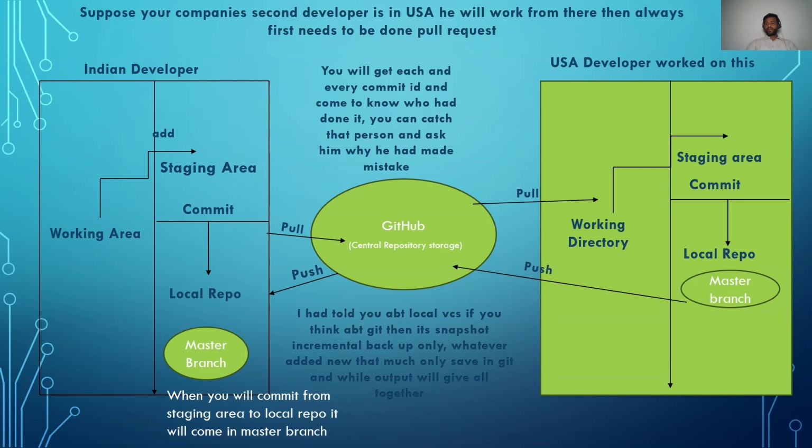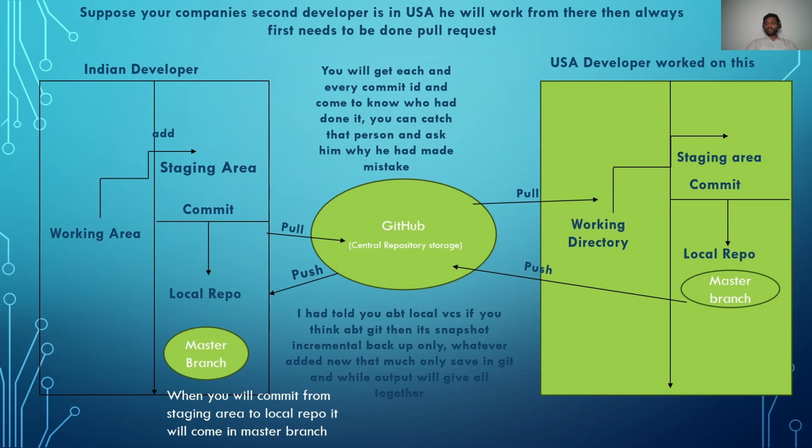Working directory. In Git, the working directory is the directory where you are currently working on your files. It is essentially your project directory where you make changes, add files and edit content. Git uses the working directory to track changes and manage versions of your files.